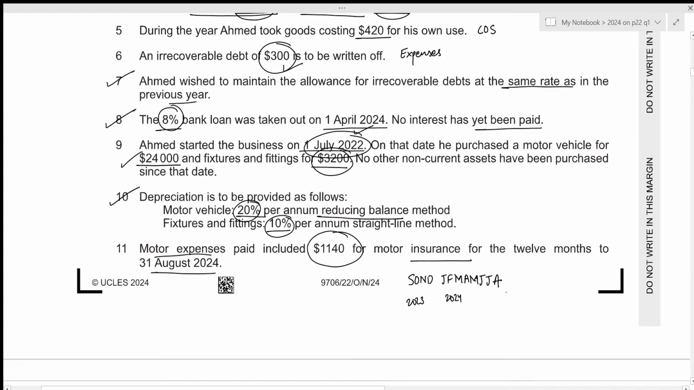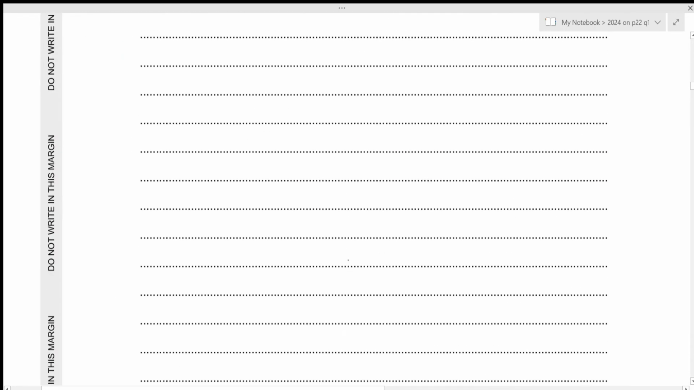2024. And in this case, our closing date is 30 June 2024. So it should only include the amount till here, but it also includes the extra charge for these 2 months, which will be a part of the next year's financial statements. So we need to remove the 2 months amount from the motor expenses. So we first need to figure out the corresponding amount for the 2 months out of the 1140, which is for the 12 months. Let's do that.